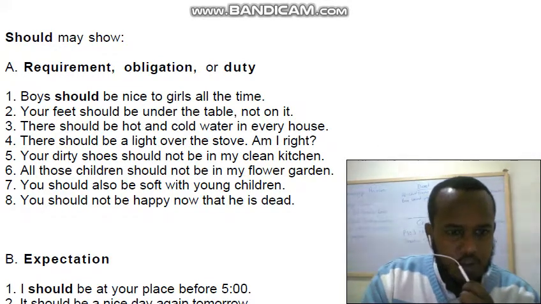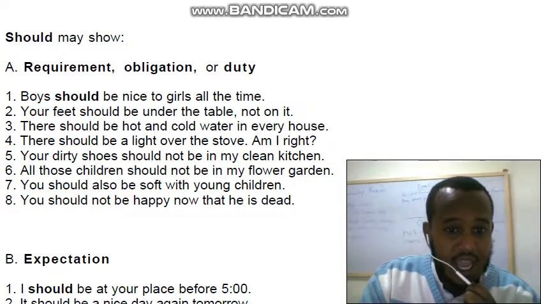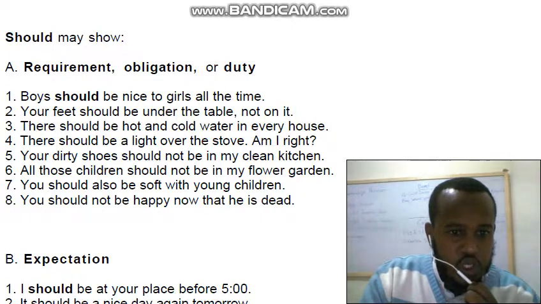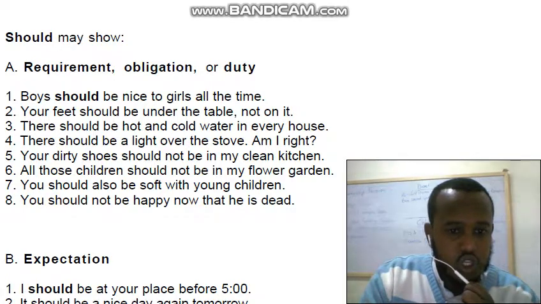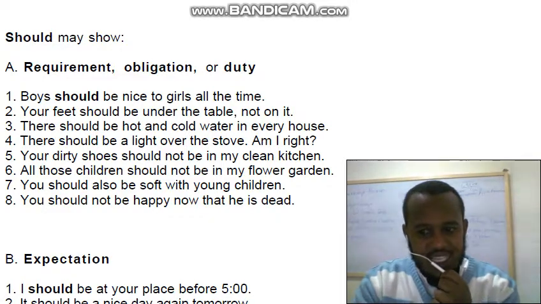So far, we're on number 4. There should be a light over the stove, am I right? Your dirty shoes should not be in my clean kitchen. All those children should not be in my flower garden. You should always be soft with young children. You should not be happy now that he is dead.